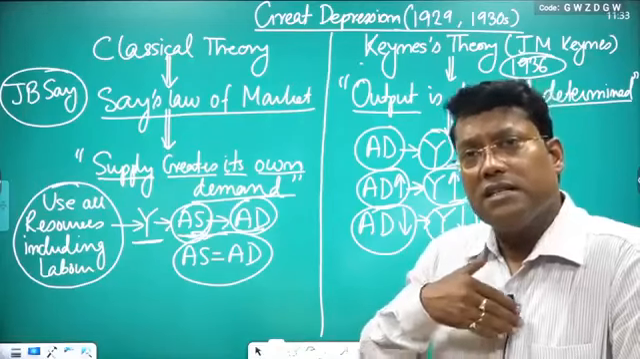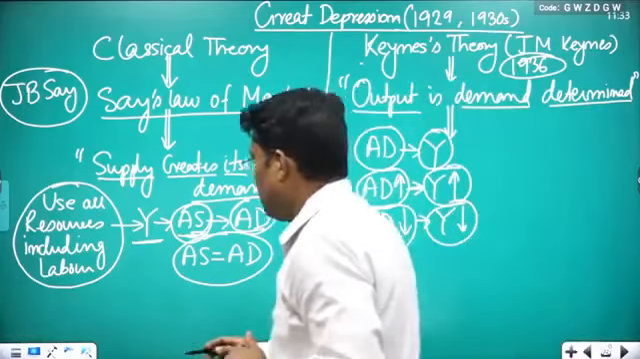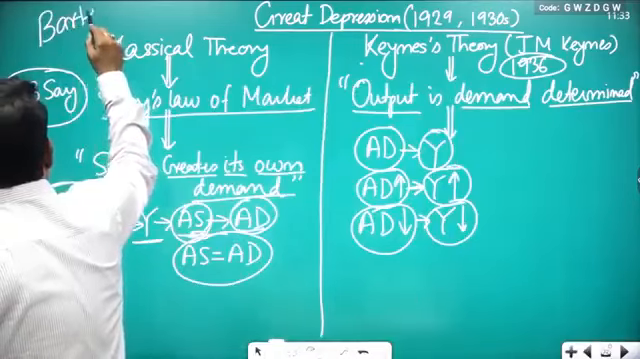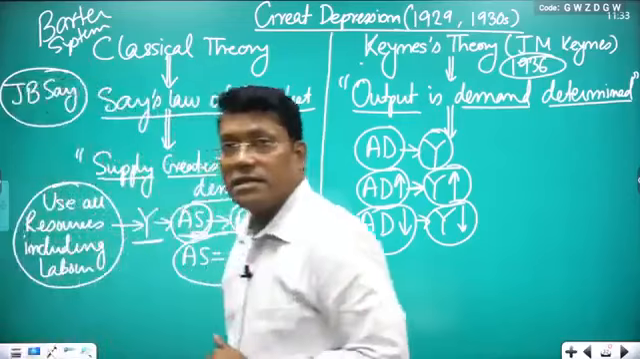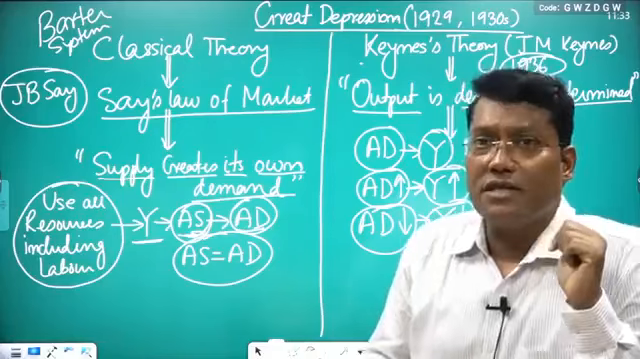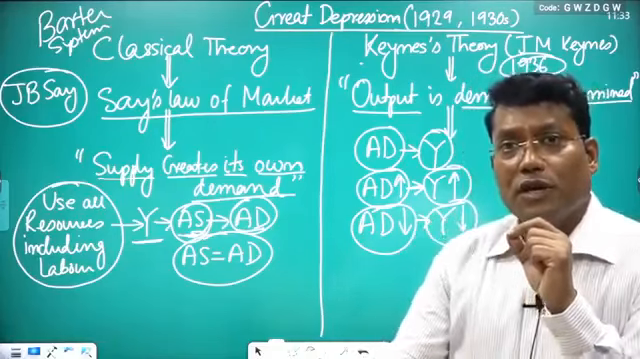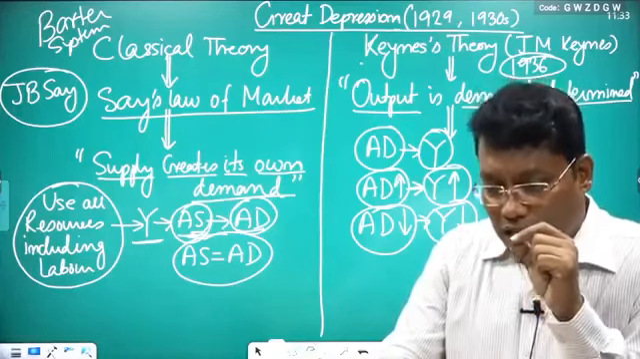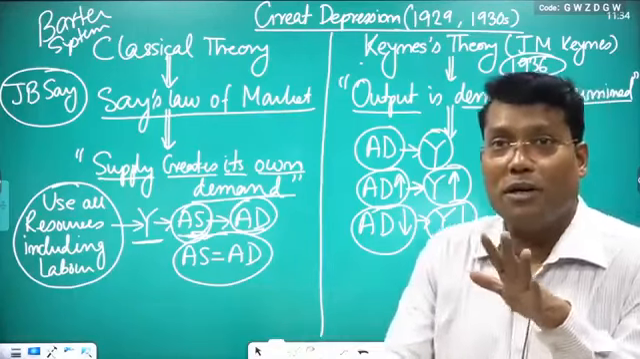First, take the very early time, then the economy was a barter system. What is a barter system? Barter system means there is an exchange of goods and services. It means we are not using money as a means of transactions. So in that system, if you assume the barter system, then this Say's law may work.